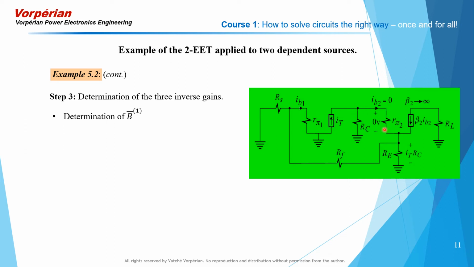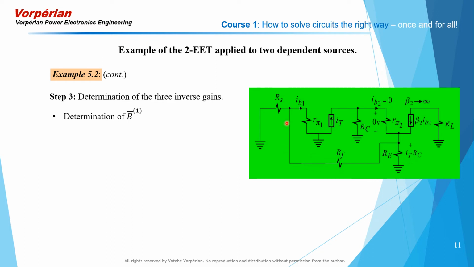So this node and that node are at the same potential, which is IT times RC. And once you know the voltage here at this node, looking back, it's a trivial matter trying to figure out what is IB1 because of this voltage that appears here. This voltage will create a current through the feedback connection given by that voltage divided by RF plus the parallel combination of RS and R pi. That will give you this current here.